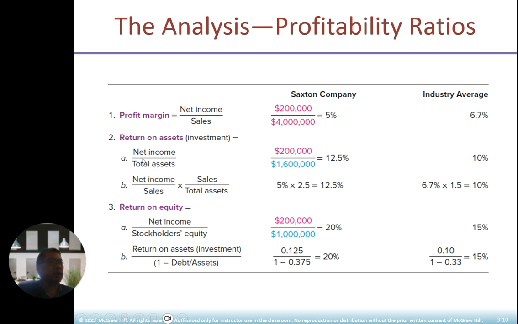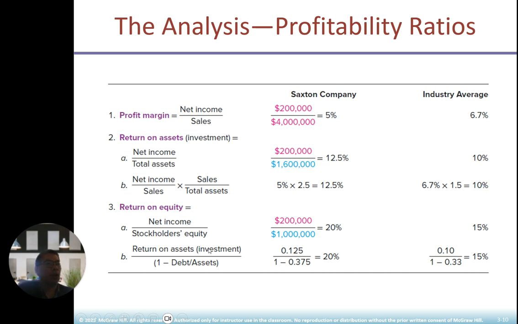Return on assets, which is net income divided by total assets, is 12.5%, which is higher than the industry average of 10%. Net income divided by sales times sales divided by total assets, so you get 12.5%. It is the same thing, versus 10% here.